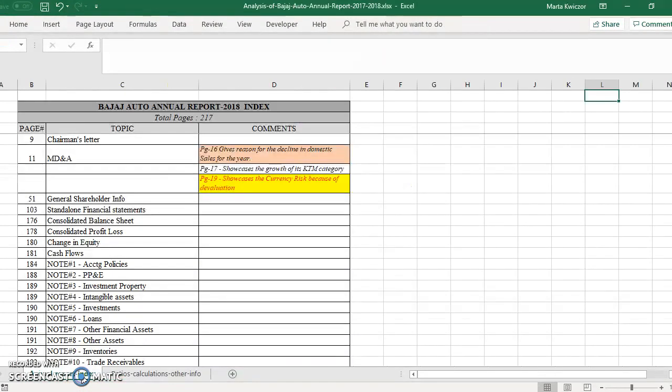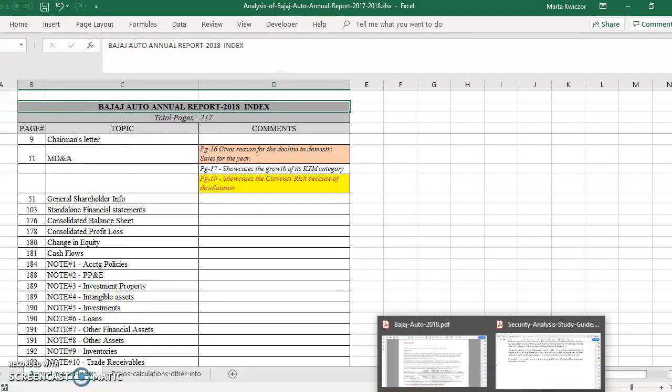I've created a little index where you can see the different parts of the annual report and how to go about it. The annual report is 217 pages, and we'll go step by step. The first is the chairman's letter, which, as usual, is a brief overview of how the company is doing. But what we will see first is how Bajaj Auto makes money. Very simple, right? That's actually given in the management discussion and analysis.